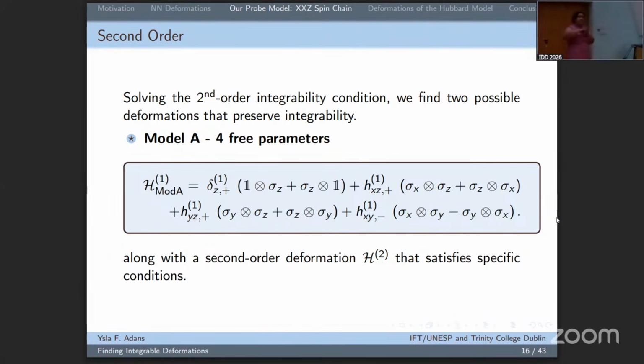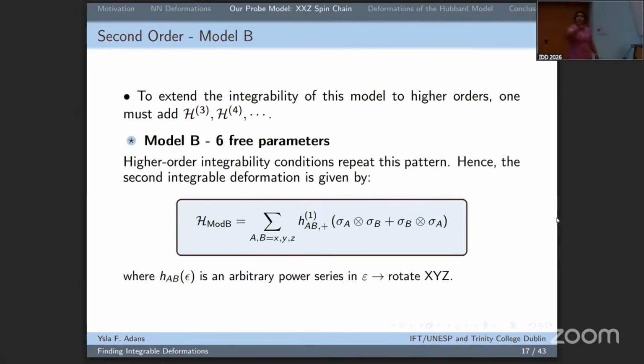So this lies in the second category, where in order for you to have full integrability, you have to add more and more deformations. The other model we have is much simpler. That is model B. And in model B, you actually get XYZ. That is, if you try to solve the higher order equations, you keep getting the same constraints, and you get a model that is basically the combination of the spins in all the directions you want. That is basically saying that this deformation is a rotated XYZ model.